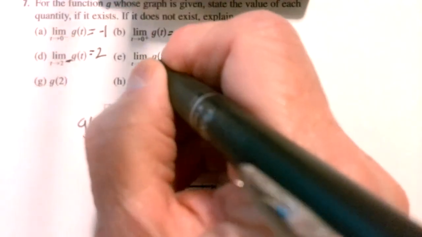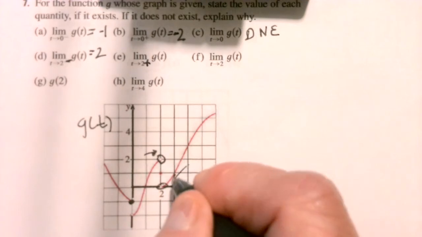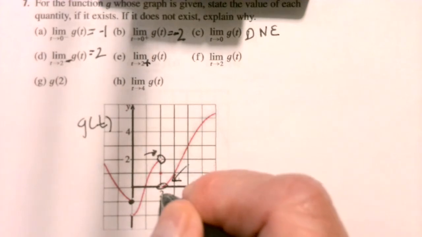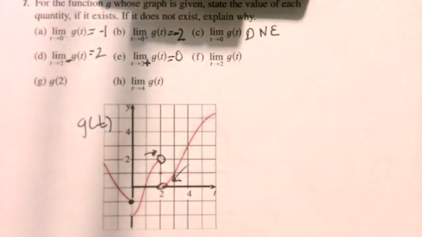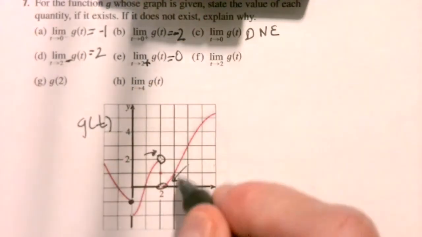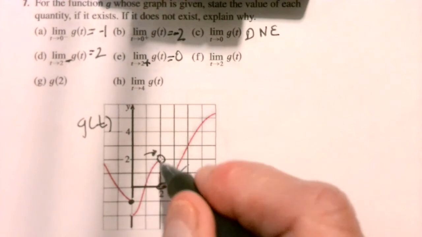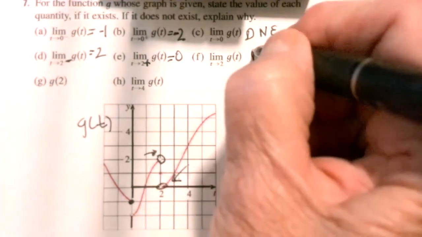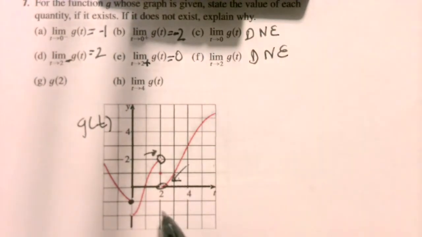And then this one has the little plus sign over it. So we're coming into 2 from the right, like this. And what's the y value right there? Well, it's 0. And then, what is the general limit as x approaches 2? Same situation here. There's a gap there. They're not coming into the same number. So it's going to be a does not exist. Okay, then what is g of 2?